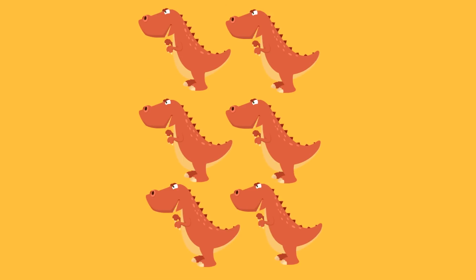Here we have 6 dinosaurs. Now, each dinosaur has a friend. That means 6 is even. You can split it up in groups of 2. Oh, here we have 7 dinosaurs, but there's one dinosaur that's all alone. 6 of them have friends, but one is all alone, doesn't have a pair. 7 is odd.